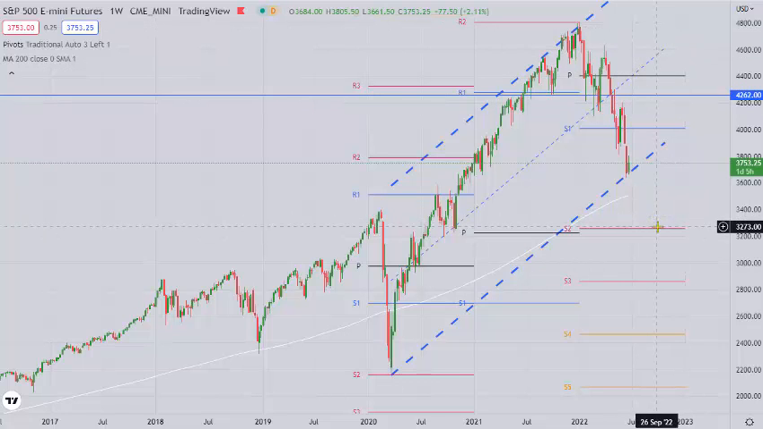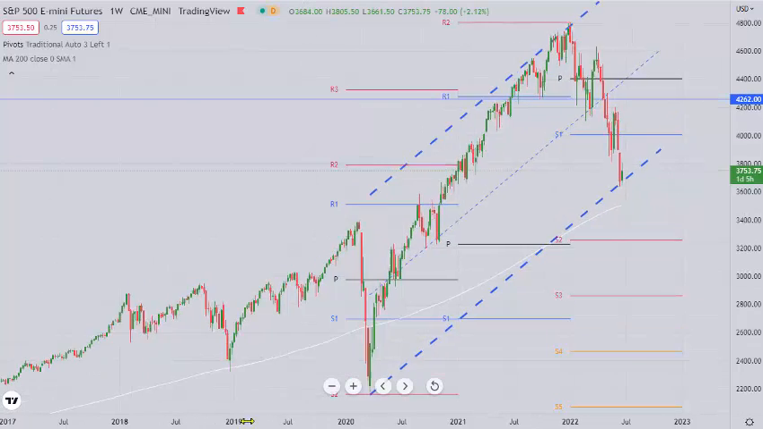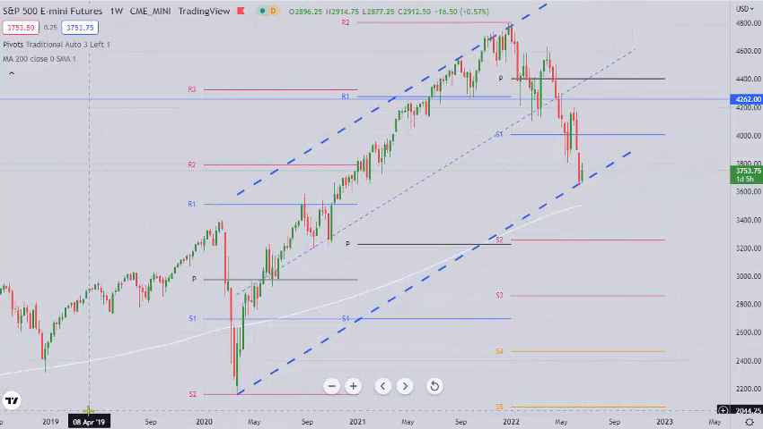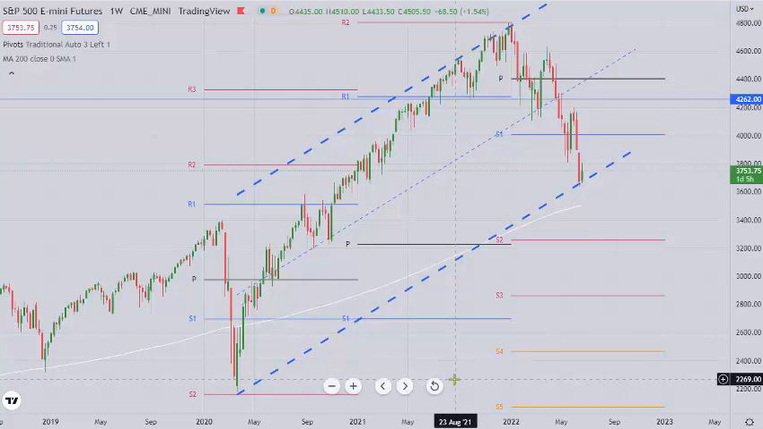I'll show you what I mean in a little bit more detail. In fact, what I'm going to do here is, I just pressed the wrong button. Let's just turn that off for a moment. Let's just expand this so you can see the price action and understand what I'm talking about.